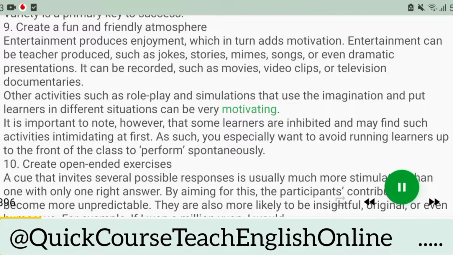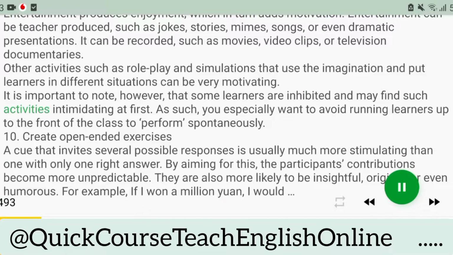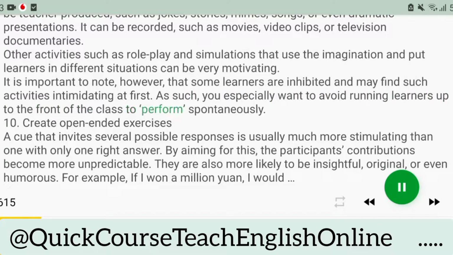very motivating. It is important to note, however, that some learners are inhibited and may find such activities intimidating at first. As such, you especially want to avoid running learners up to the front of the class to perform spontaneously.